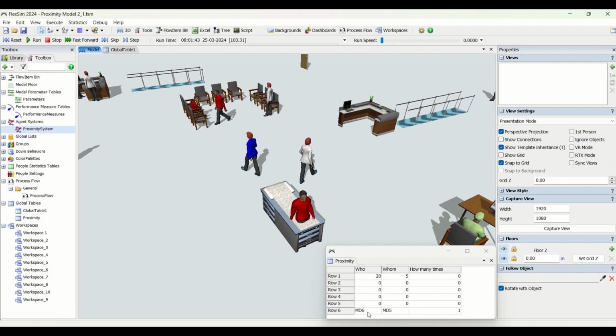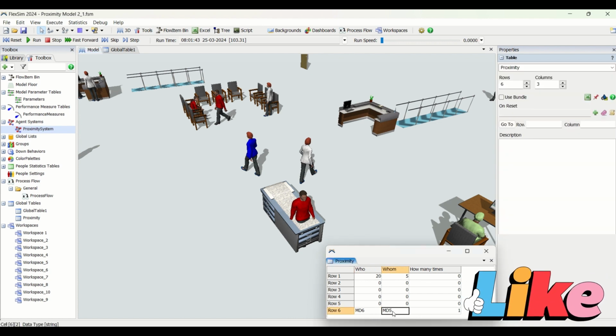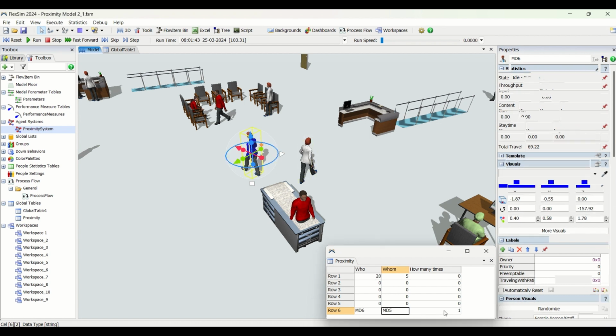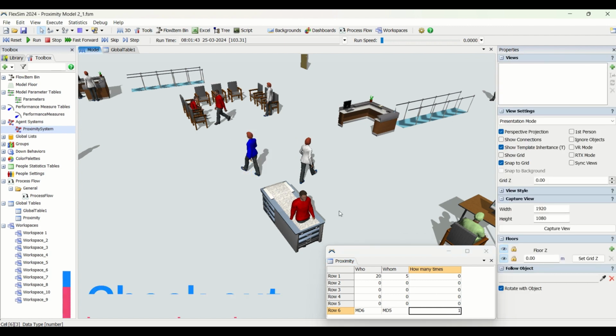Now if you look at the small table, we are getting that MD6, which is the name of a staff, has interacted with MD5. So this is MD5 and this is MD6. How many times did MD6 interact with MD5? This is the first interaction, so I have a count of 1.